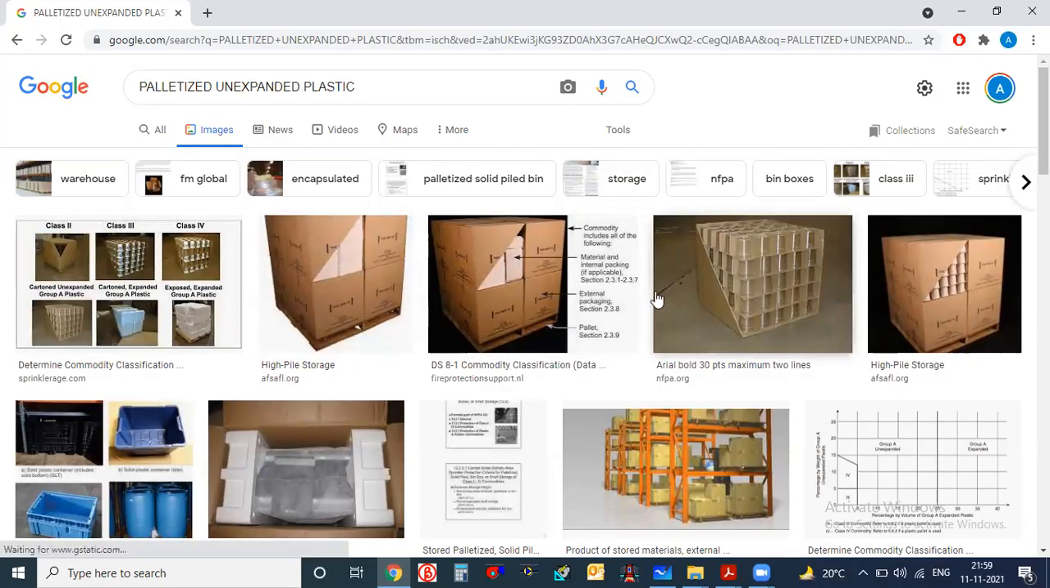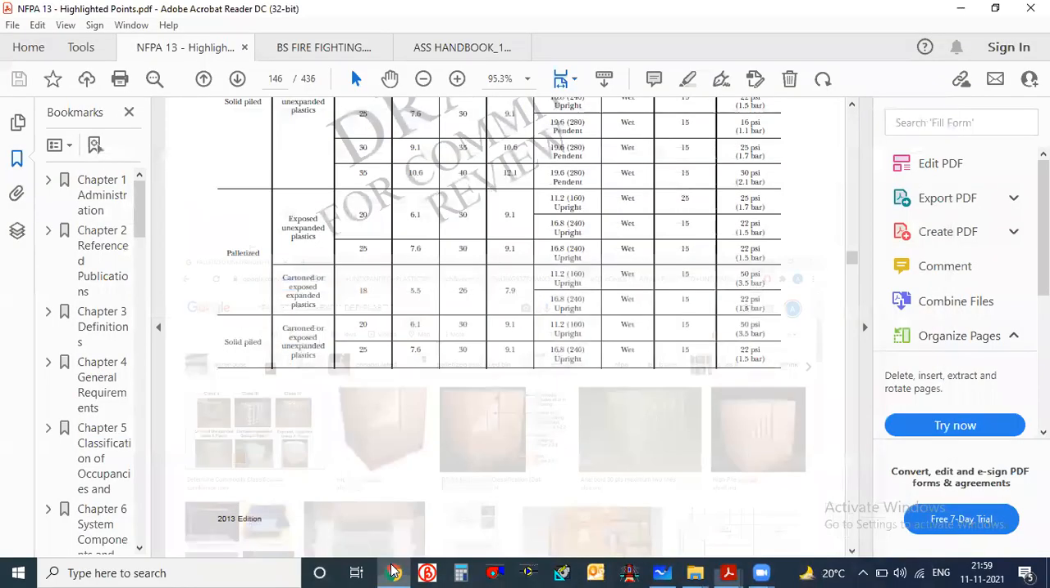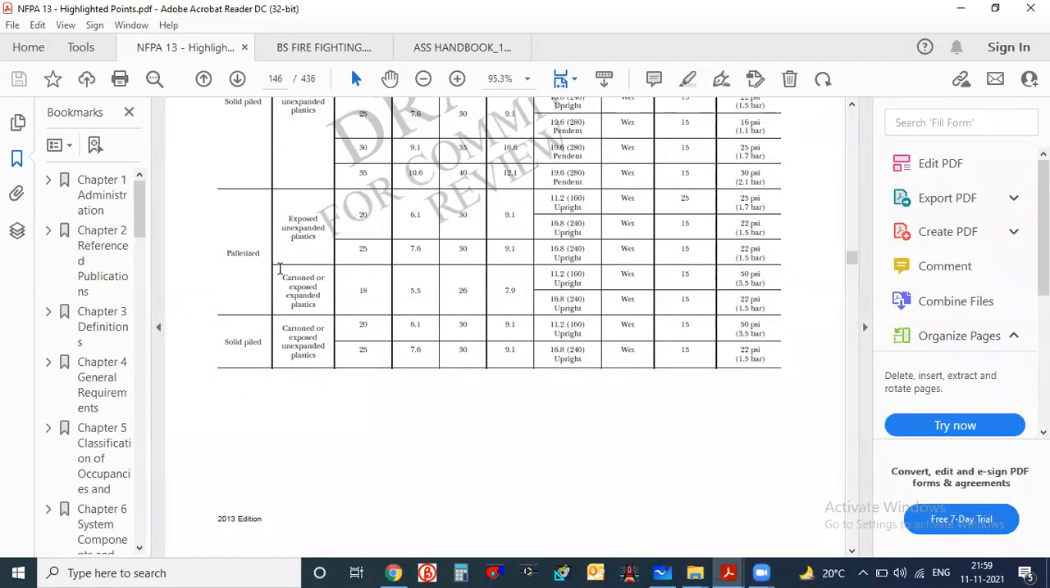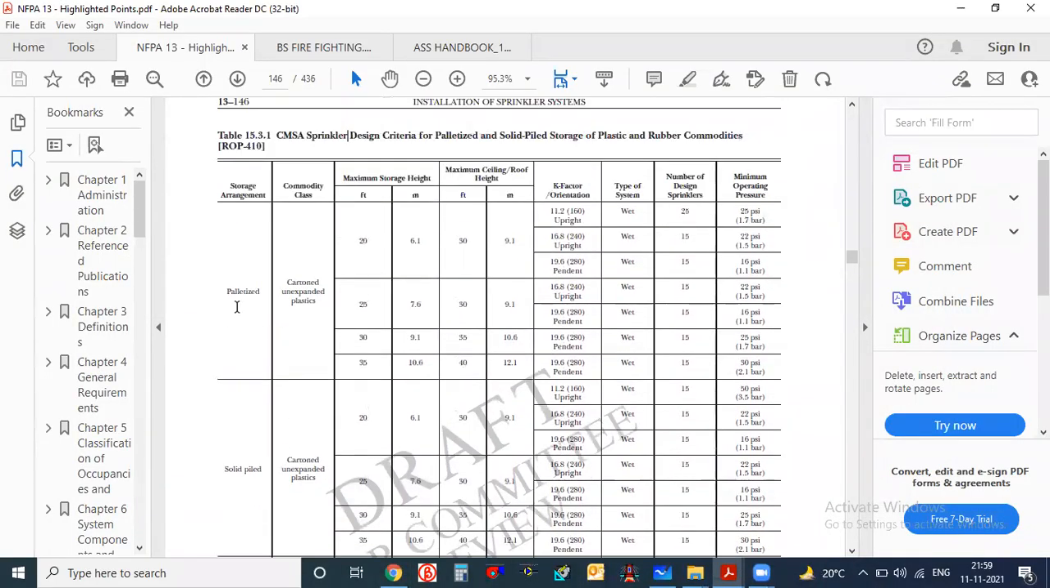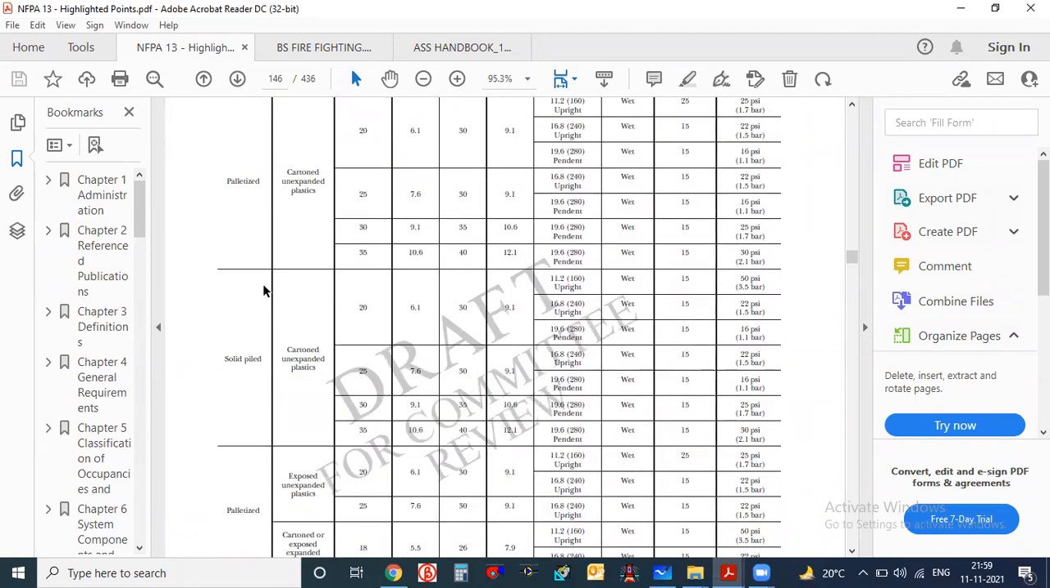Sir, does NFPA have a flashpoint related to plastic? Plastic, it may be either palletized or solid piled. Yes, here they have given it.